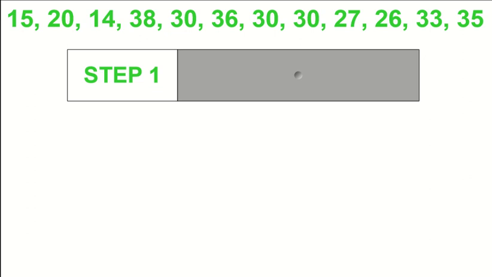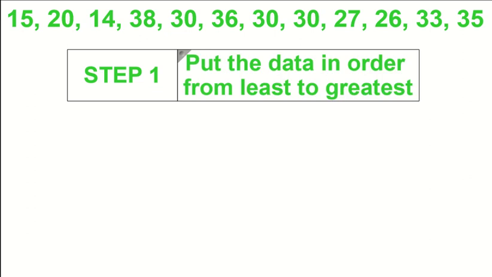All right, so if I have that data set at the top, what do I need to do first? I need to put them in order from least to greatest. Now, to do that, you do have to find the minimum, yes. But we're going to put them in order from least to greatest. Okay?